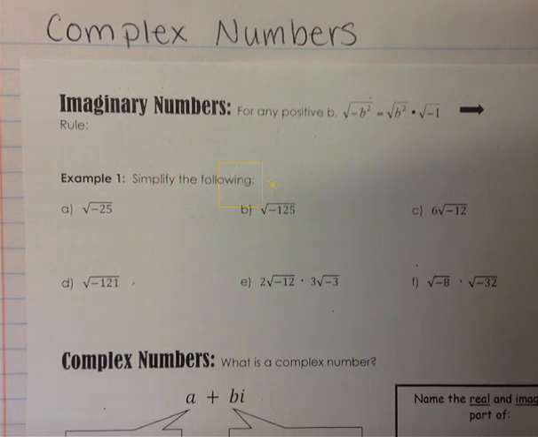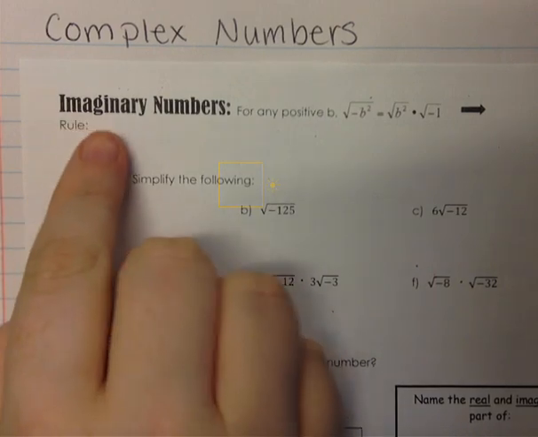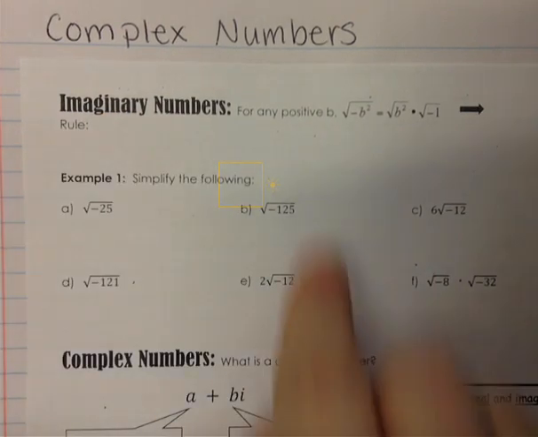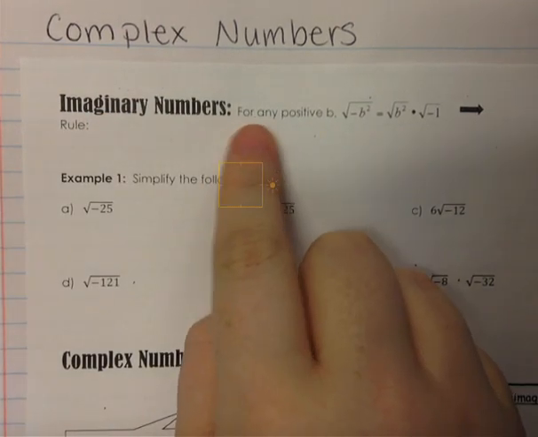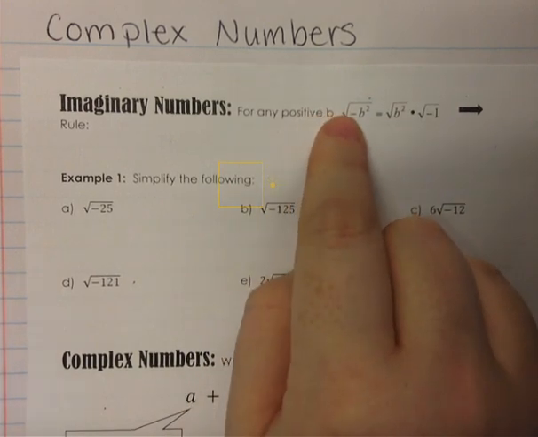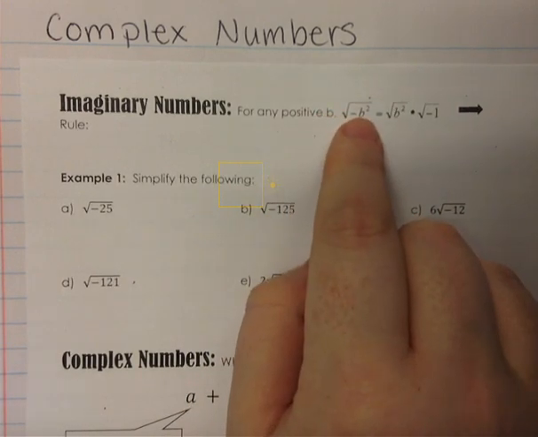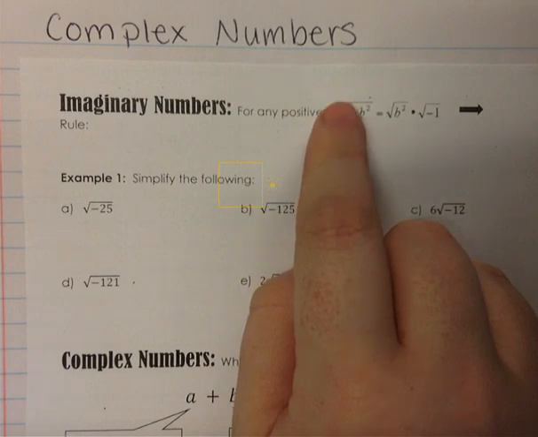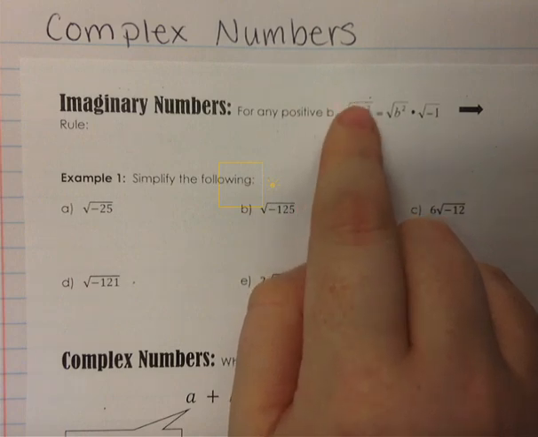This video is on complex numbers. Complex numbers is when you are dealing with imaginary numbers. Imaginary numbers is when you're dealing with the square root of a negative, for any positive b value. So if we have a b of 3, if we take the square root of negative b squared.